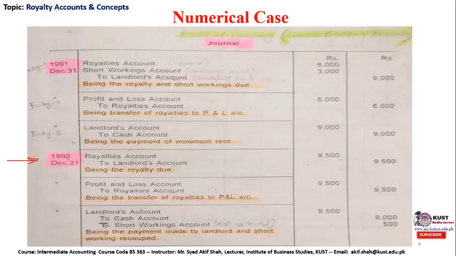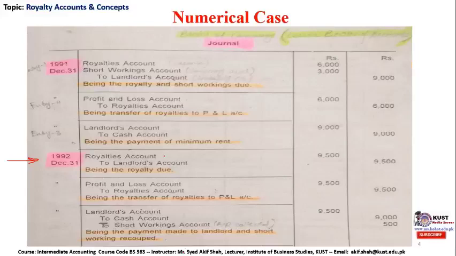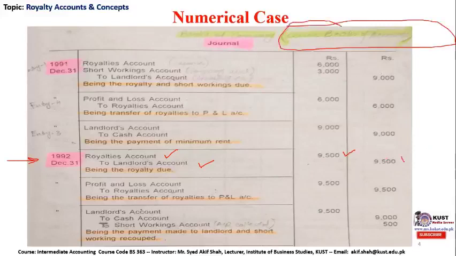So once again, in 1992, the royalty fee was, let's go back to analytical table, and here we know that the royalty fee for the next year was 9,500. So therefore we have debited the expense of the company royalty account by 9,500, and the liability account will be generated, that is landlord account, in the books of lessee by 9,500.